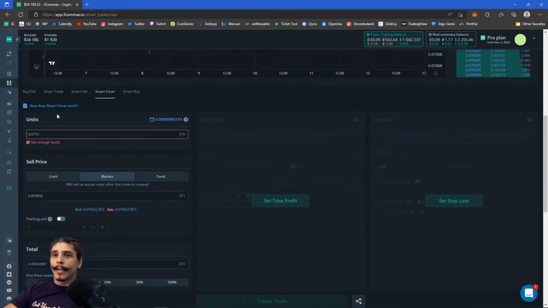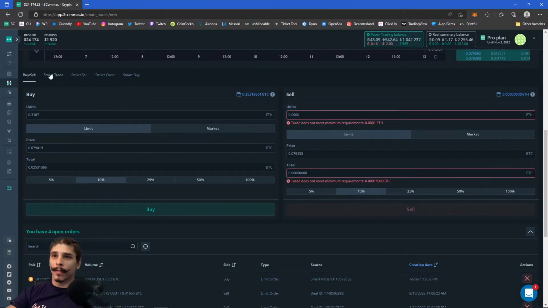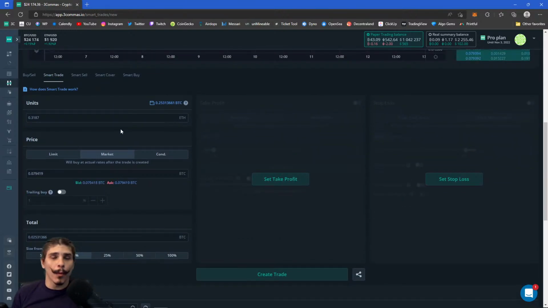So moving down here now, the things look a little bit different. We have buy, sell, smart trade, smart sell, smart cover, smart buy. It looked a little bit different from the other side, but remember the leverage slider was there, and that's because it was for futures. So now we have the basic buy sell terminal. We walked over that already. Here's the smart trade terminal. So in the other portion when we were in futures, it said smart long, and then the other one said smart short. This is the smart trade terminal.